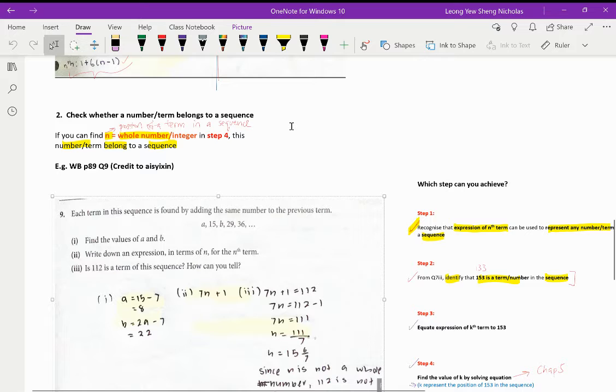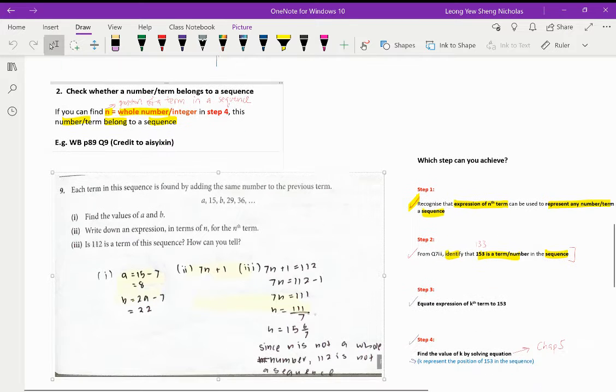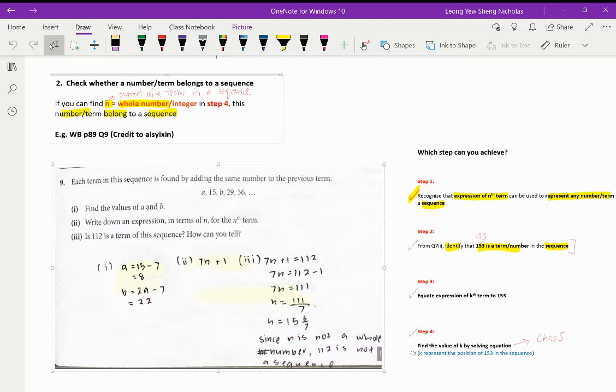Whenever we want to check whether a number or term belongs to a sequence, we first need to know that as long as we can find n equal to a whole number or integer in step 4, from what we have learned in the previous video, this means that this number or term belongs to the sequence. Why? Because this n represents the position of a term in a sequence. So if you can find a position which is a whole number, this means that this number definitely belongs to the sequence.